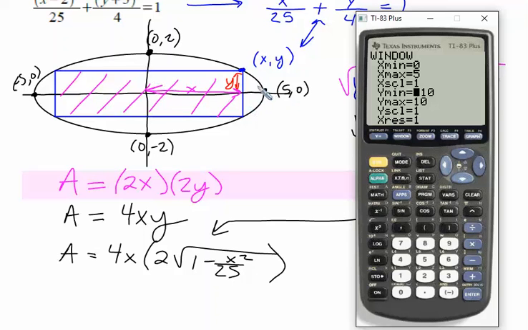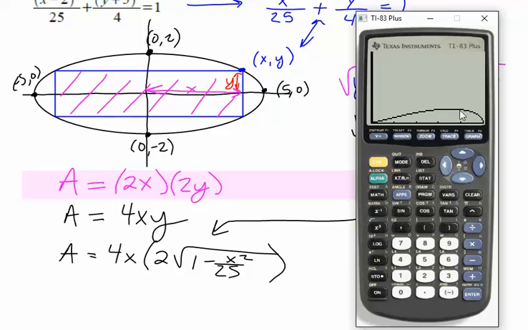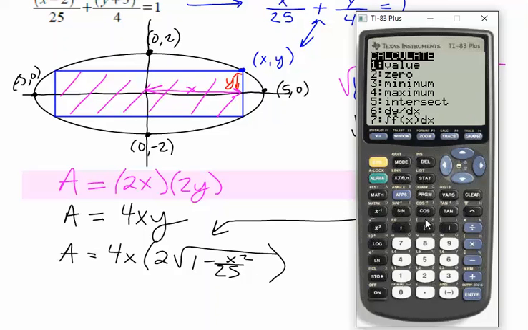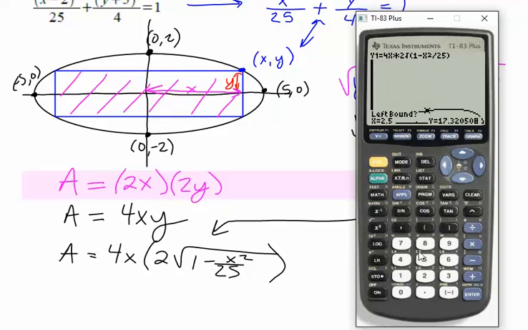Let's say that x was 5. We're not going to have an area of more than, say, 100. So let's make the y min 0, y max 100. Now we can play around with the window a little bit, but we'll hit graph. And we don't need to play around a whole lot. We can just go ahead and trace to calculate the maximum point, which is option 4.